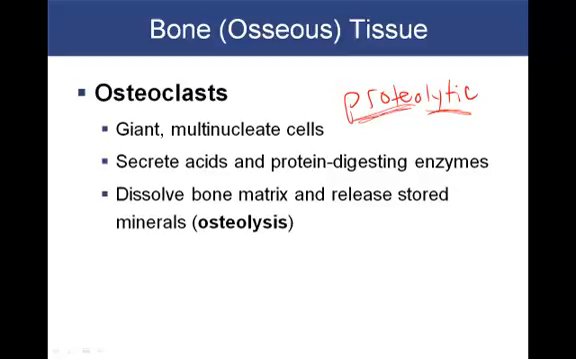Osteoclasts will essentially dissolve bone matrix, and it does so in order to release some of the stored minerals, such as the calciums and the phosphates, that are being stored there. And that release is referred to as osteolysis.